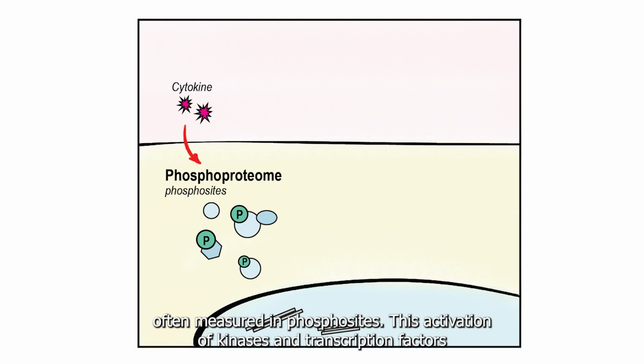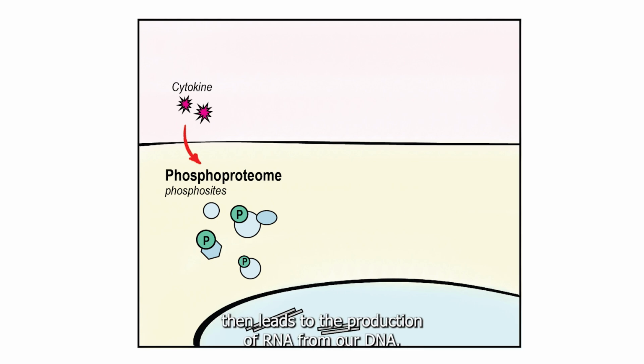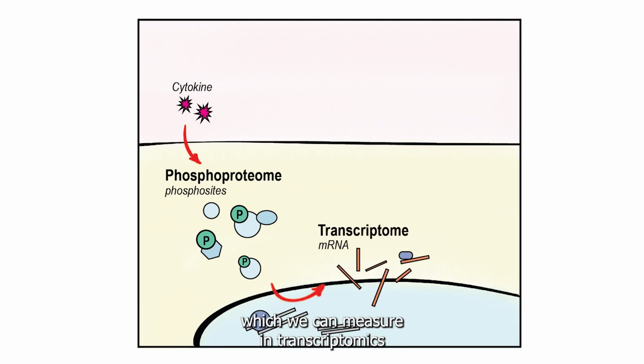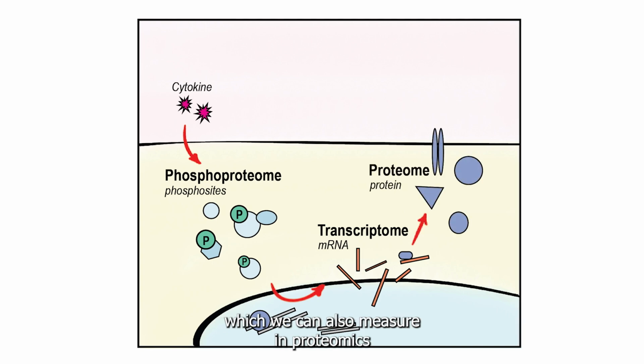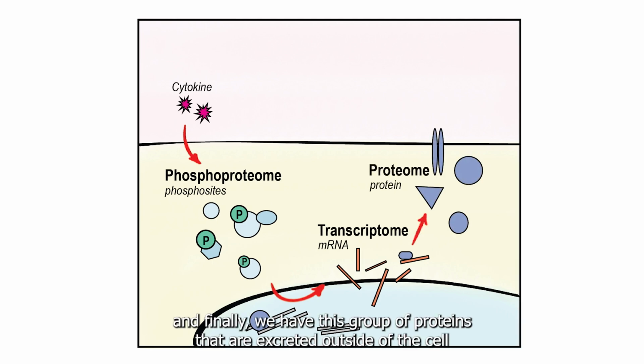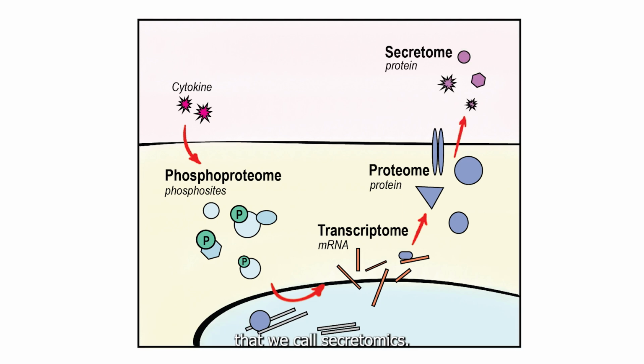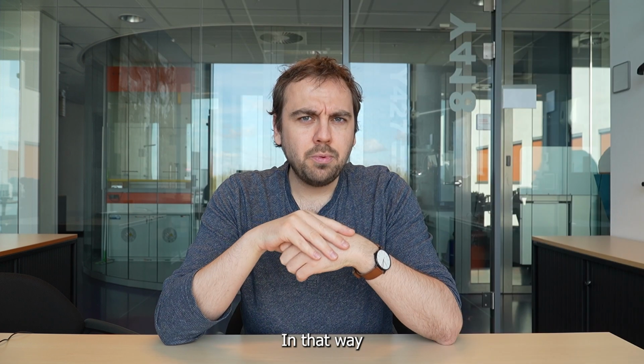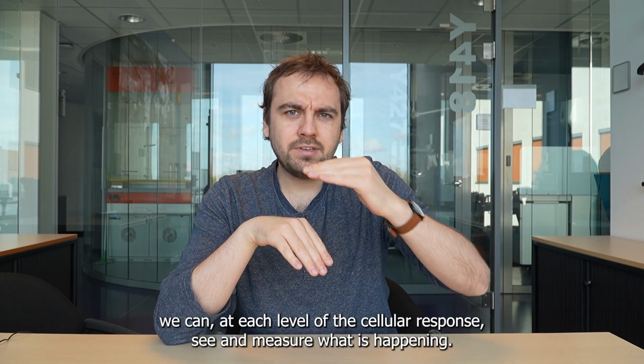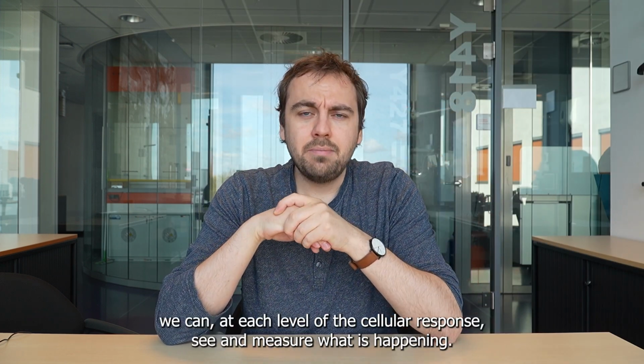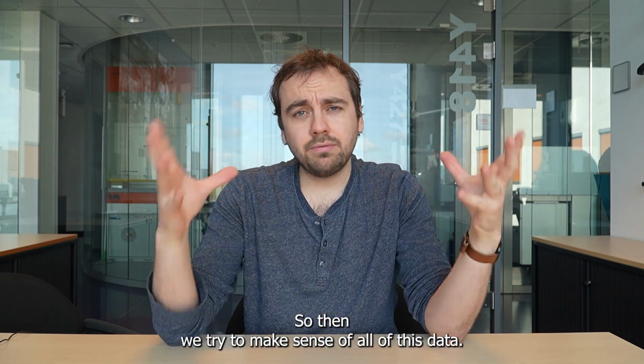As this activation of kinases and transcription factors then leads to the production of RNA from our DNA, which we can measure in transcriptomics. And then this RNA is translated into proteins, which we can also measure in proteomics. And then finally, we have this subgroup of proteins that are excreted outside the cell, what we call secretomics. And in that way, we can, at each level of our cellular response, see and measure what is happening.